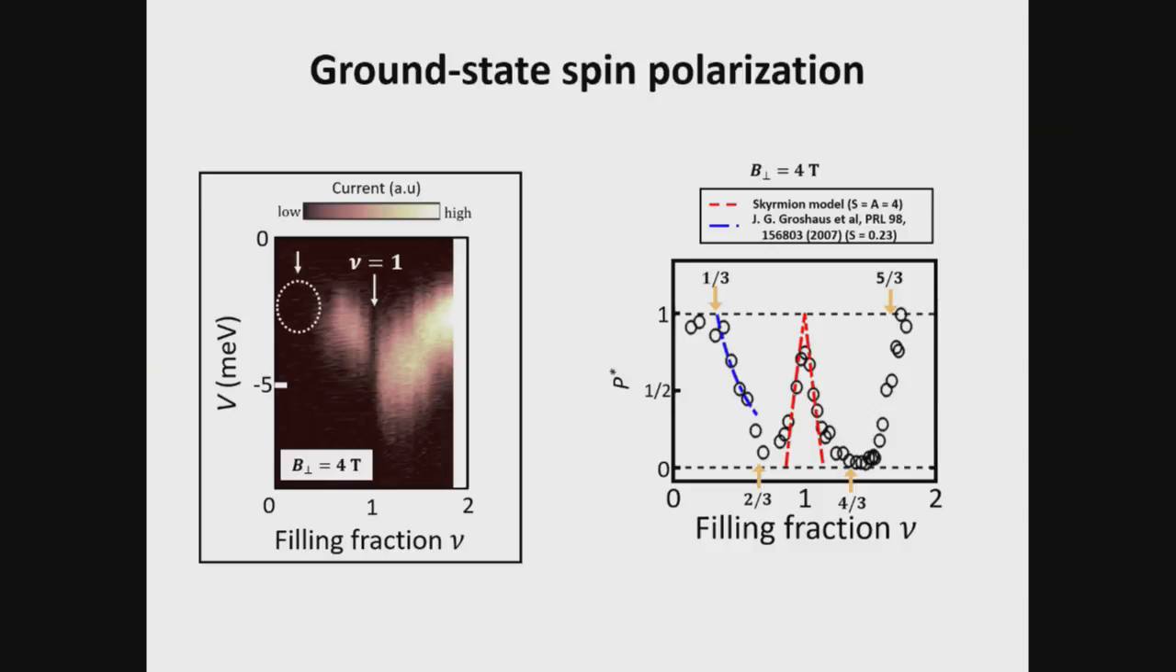Near filling factor 1, we observe rapid depolarization of the electronic spin, which is consistent with the formation of the skyrmion. And besides the feature near filling factor 1, we also identify the full spin polarization and depolarization of the spin at fractional quantum Hall states.